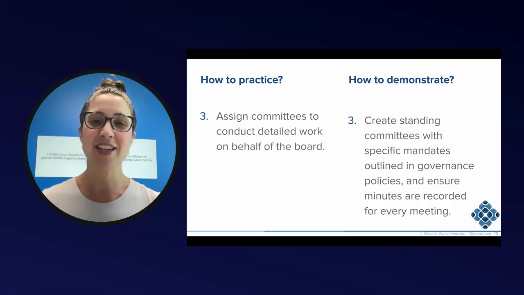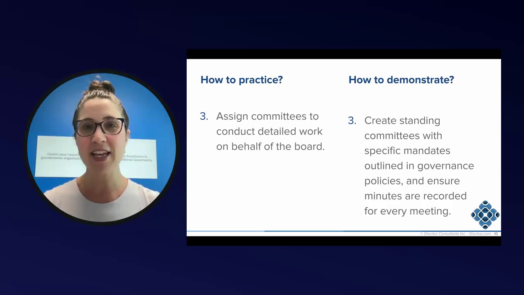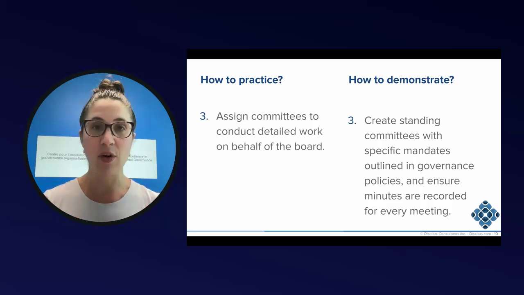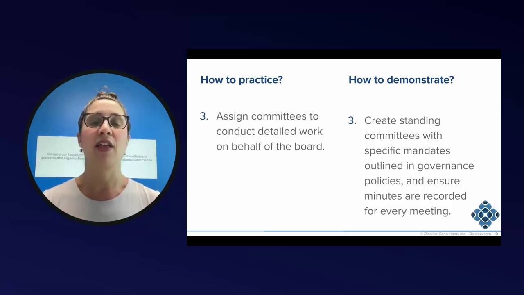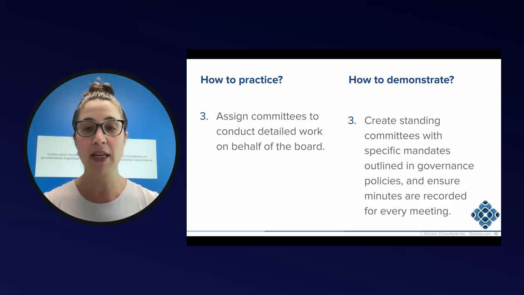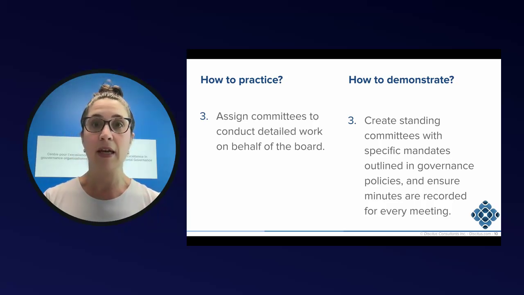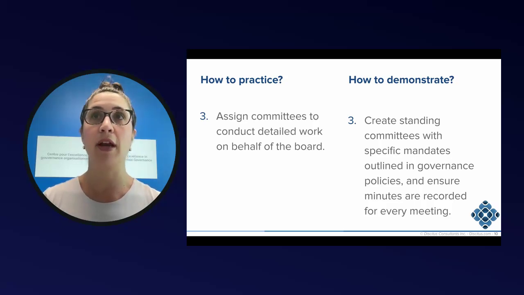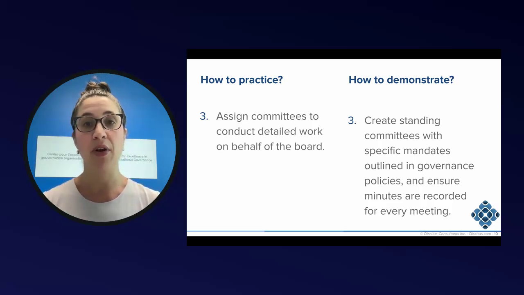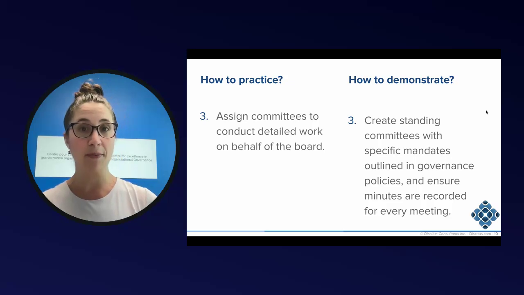And of course, ensure that just as for your board meetings, your committee meetings have minutes and that these minutes are recorded and filed. And by recorded, I don't mean recording, like pressing record, but I mean that minutes are present, that they are there, that they are approved by the committee, and that they explain what the committee did in their meeting, and probably also document the recommendations that the committee is bringing forth to the board.